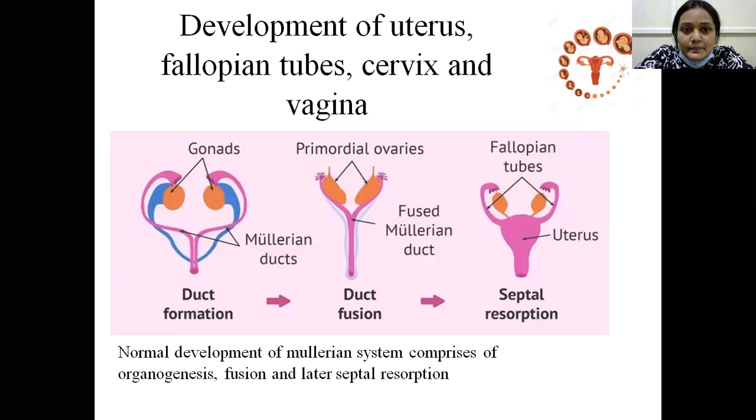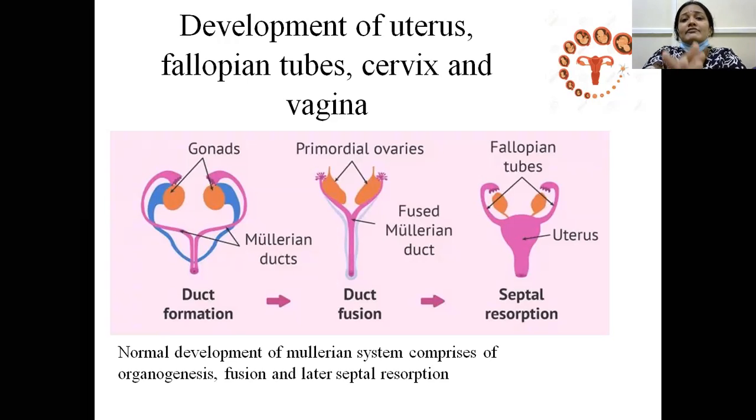So coming to the development of uterus, fallopian tube, cervix, and the upper two-thirds of vagina. Because vagina has a dual origin. Vagina develops from the Mullerian duct as well as from the urogenital sinus. Some books will say upper two-thirds and lower one-third, some books will say upper 3/5 and lower 2/5. In your book, it is given as upper two-thirds and lower one-third. You just remember it like that.